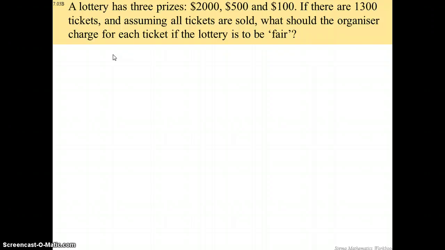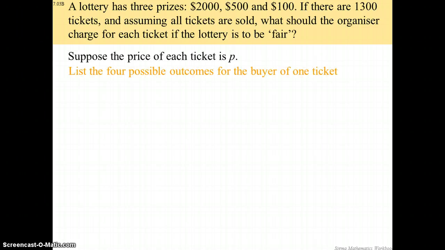When you see that is to be fair, what that means is the expected value we want to be 0. So it's not a gain to the organiser and it's not a gain to the person buying the ticket. So the expected value is 0. First of all, we've defined our variables. Suppose the price for the ticket is P, and we're going to list the outcomes for the buyer of one ticket.